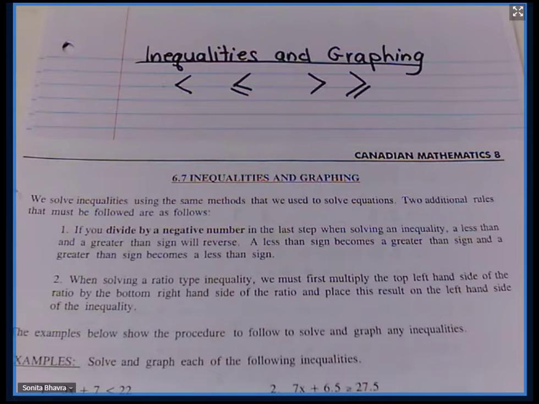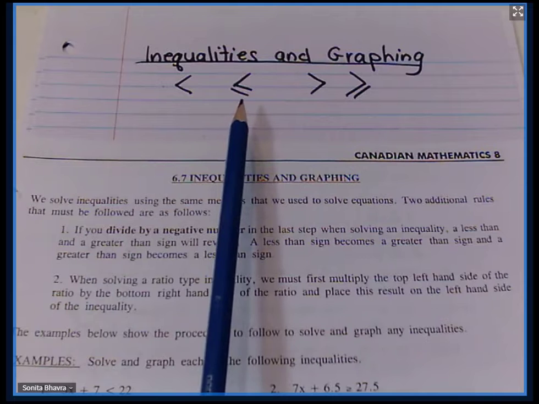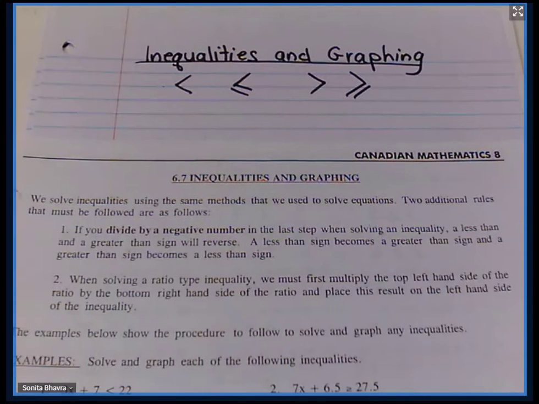All right, today we are looking at inequalities and graphing. What you'll notice with inequalities is there is no equal sign. You will see these symbols instead: less than, less than or equal to, greater than, greater than or equal to. When solving inequalities, we're using the same methods that we've used to solve equations. There are just two additional rules to follow.